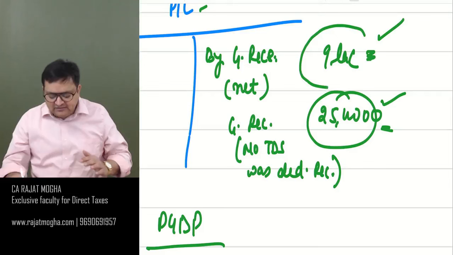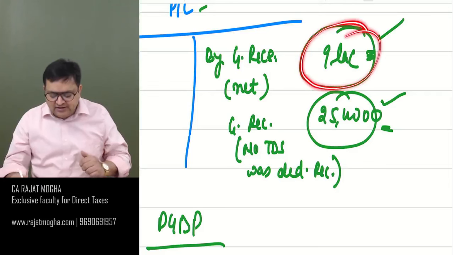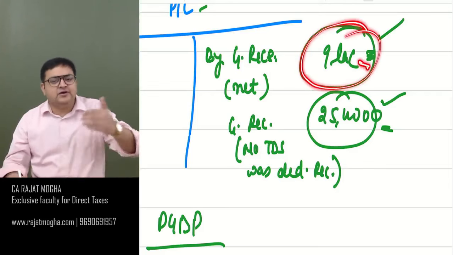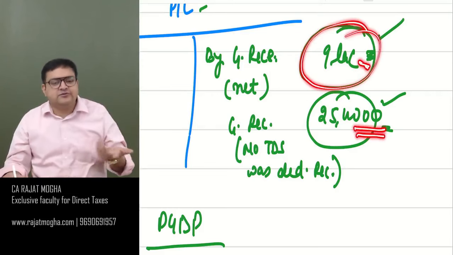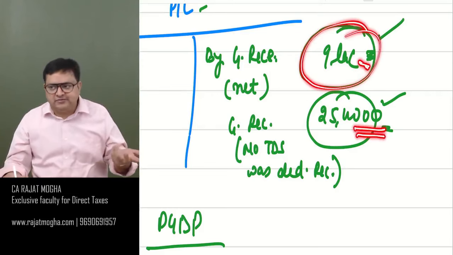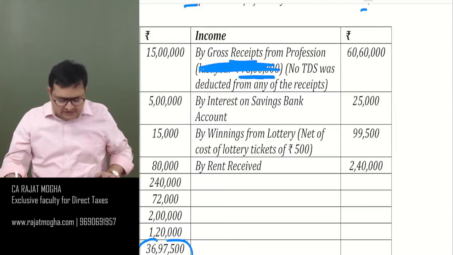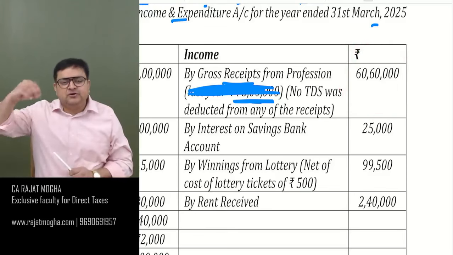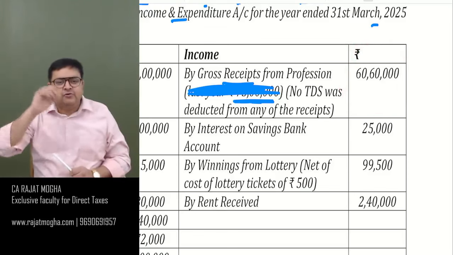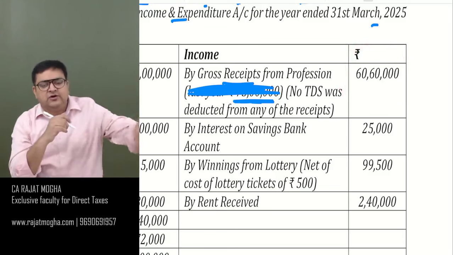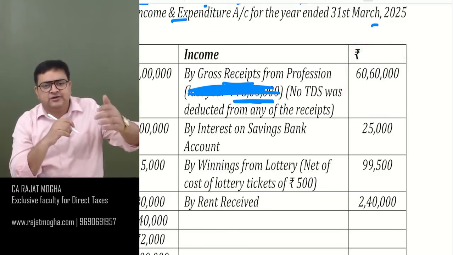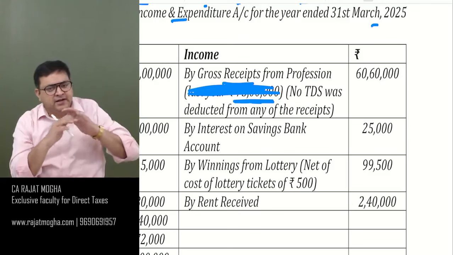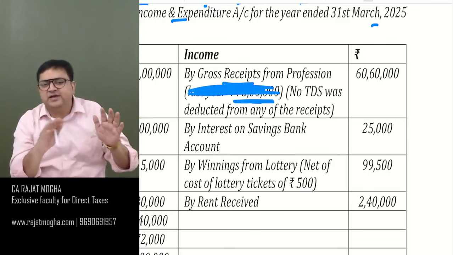See, if we are showing 9 lakh where TDS has been deducted, then we have to take the gross amount. But if it is already in gross amount, then why should I make any adjustment? I believe that now you will understand this particular line. No TDS was deducted from any of the receipts. He has received 60 lakh. There could be thousands of clients from whom he has charged 2,000, 3,000, 4,000, 10,000, 15,000, and so on, none of which has any TDS implications.